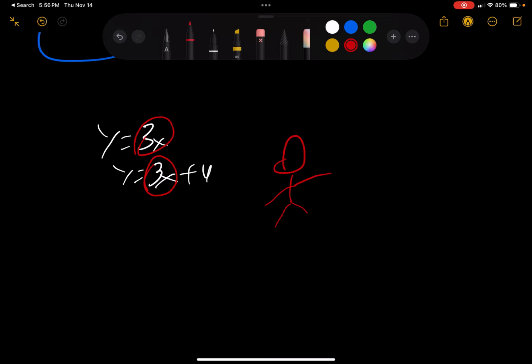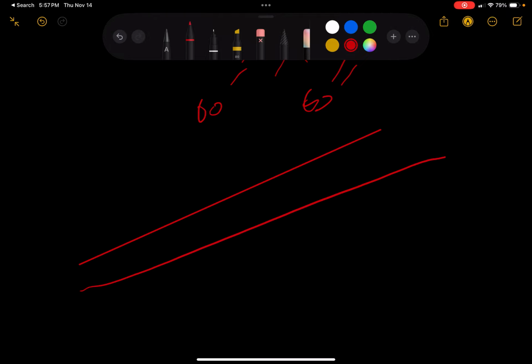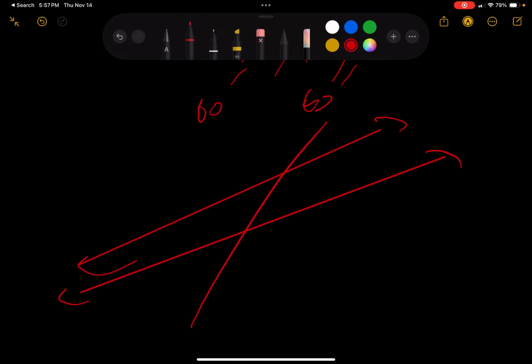So this is little old Tommy, and this is little old doggy. They are both running 60 miles per hour. Will one overtake the other? No, because they're running at the same constant rate. That's systems of linear equations. Both are running at the same speed, so one cannot get past the other.